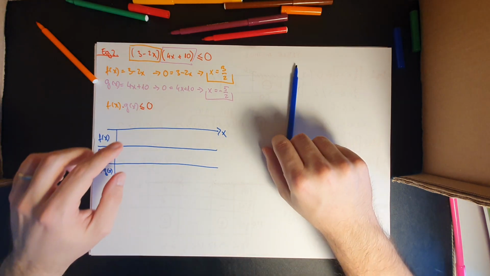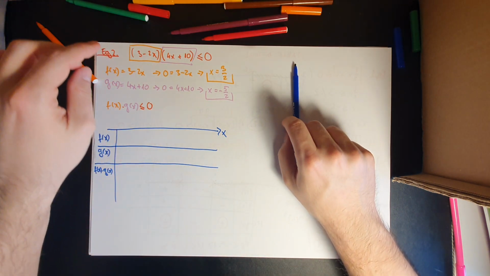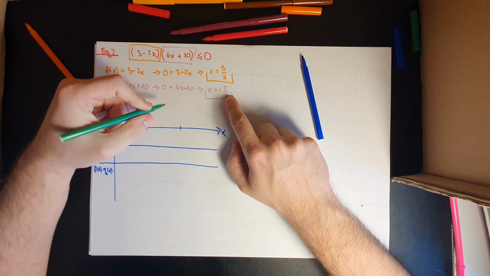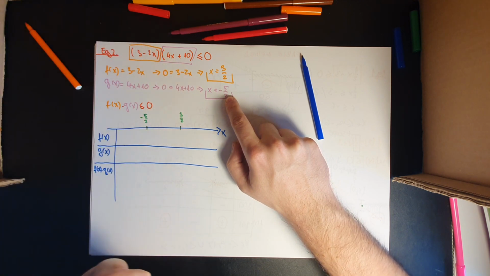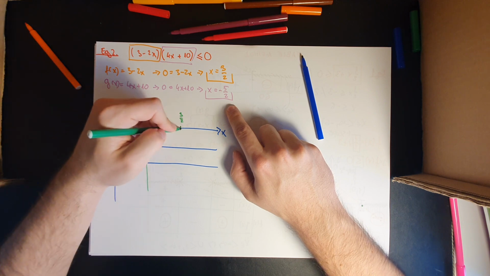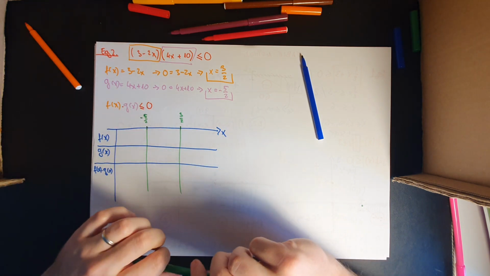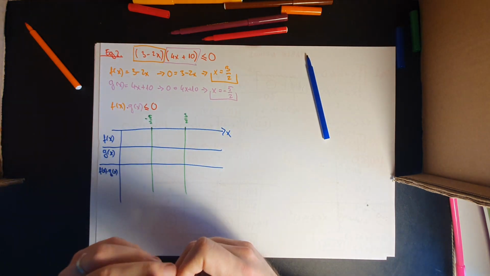Now I'm missing the intercepts. Let's point out the intercepts. We have 2 of them. The first one is going to be minus 5 over 2. The second one is going to be 3 over 2. Let's extend it. I'm not going to complete the table because it's not needed.